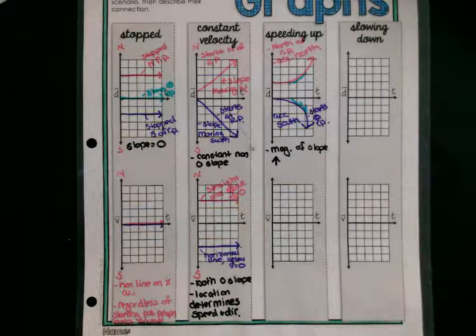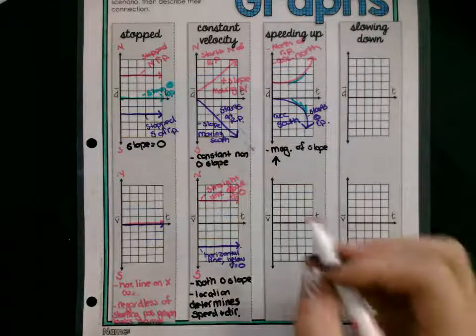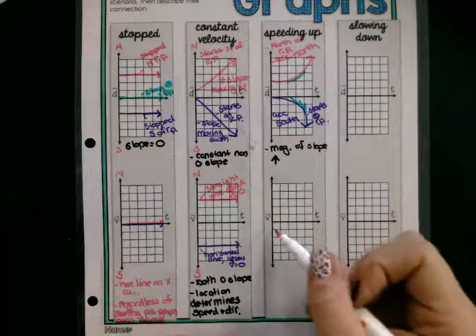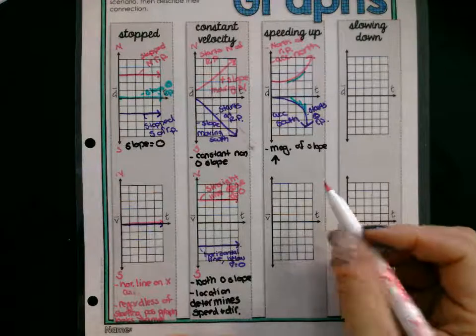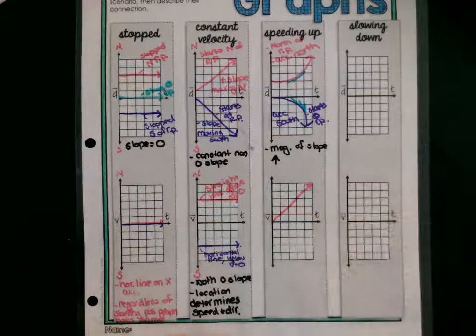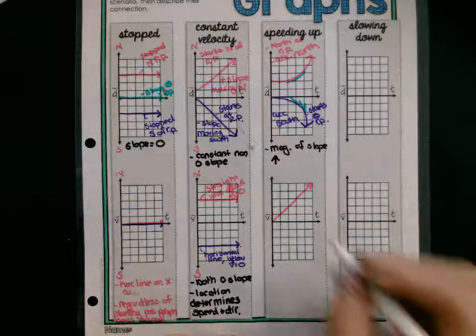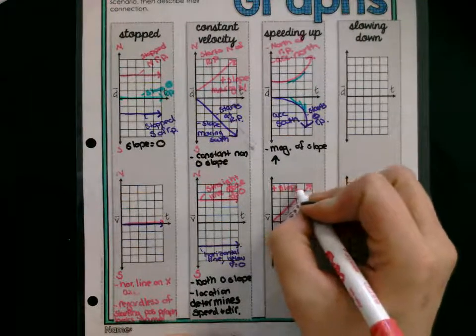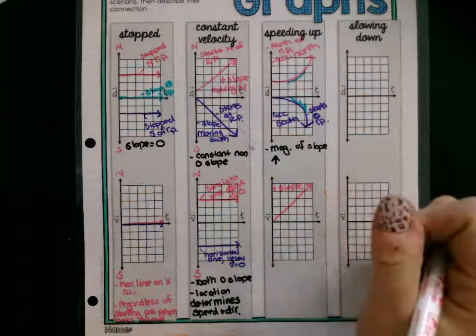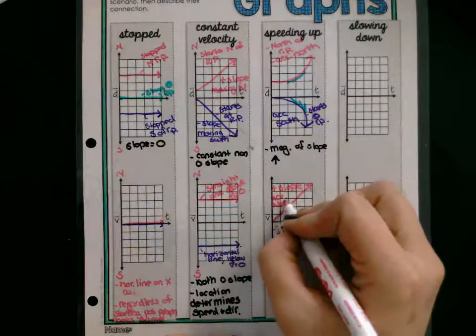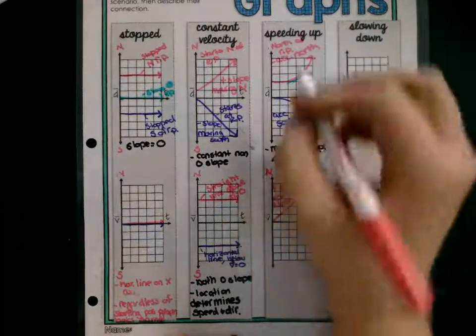All right, so let's look at it on a velocity time graph. On a velocity time graph, if we're speeding up, our velocity is getting greater and greater and greater. So we are going to have a straight line. Our slope here is positive. So we're accelerating north. And I forgot to label these.